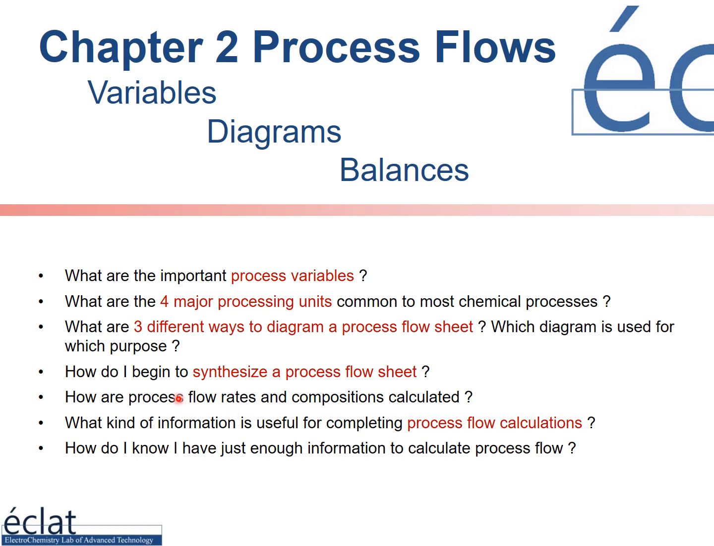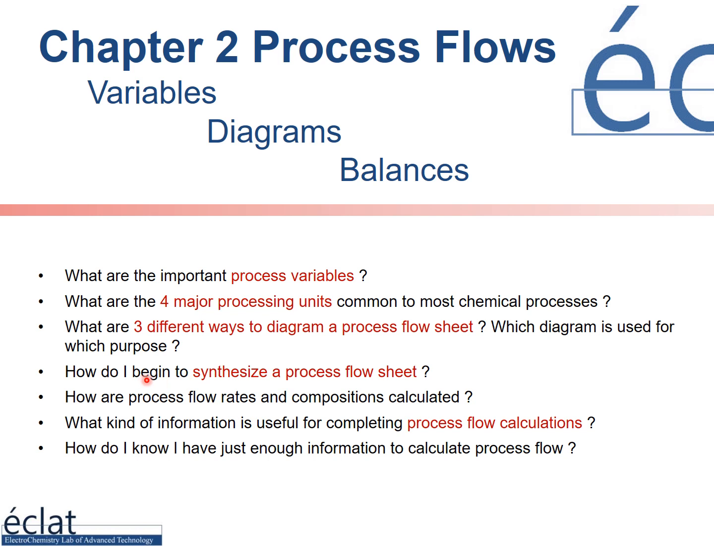Let me read them. What are the important process variables? So this is the first keyword. And what are the four major processing units common to most chemical processes? What are three different ways to diagram a process flow sheet? Which diagram is used for which purpose? This is the second keyword here. And four major processing units are required for making this diagram.